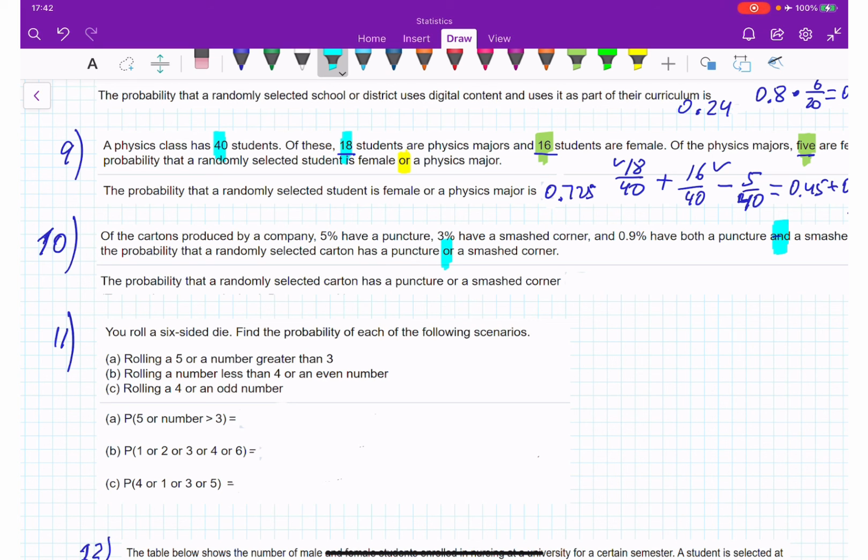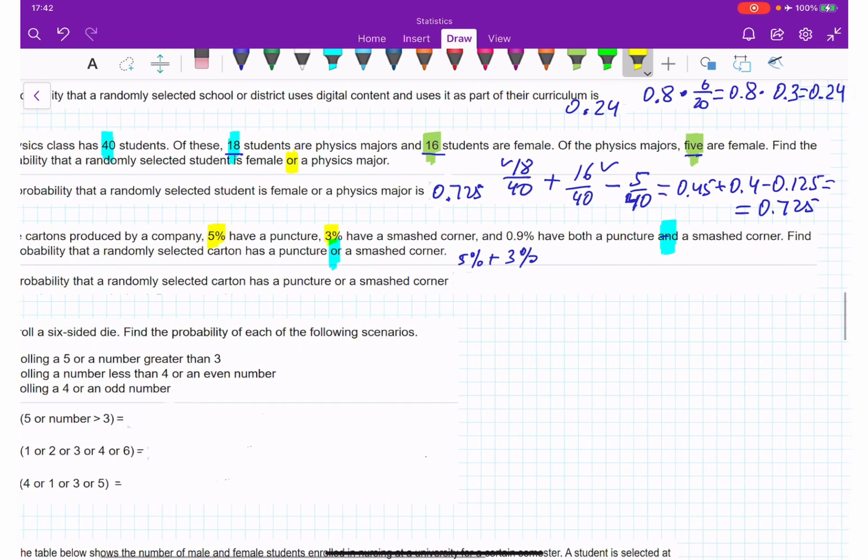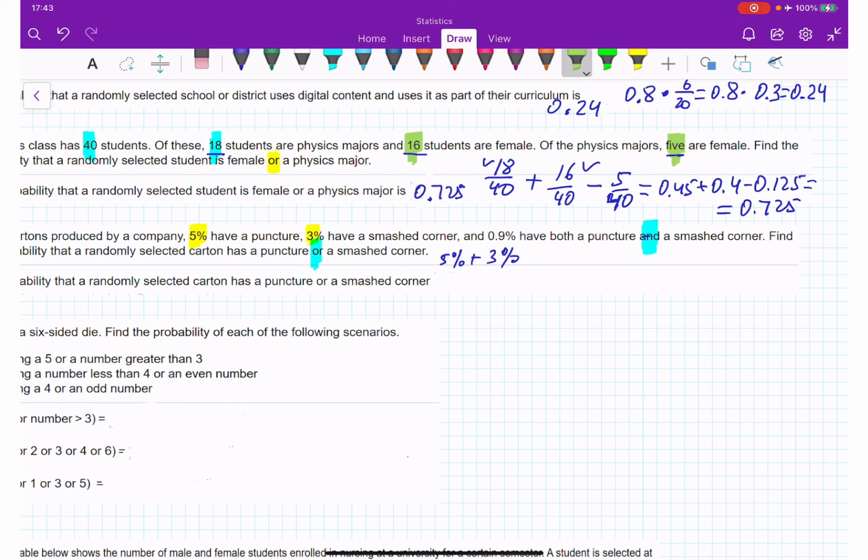All right, since we are already given probability, what is going to be? Since we have "or", we are adding 5%, adding this 3% that we have, because it says "or", right? But we have 0.9%. Where was that? Here it is. 0.9% has both, which means I need to subtract to eliminate the duplicate, minus 0.9%. And that is going to give me 7.1%.